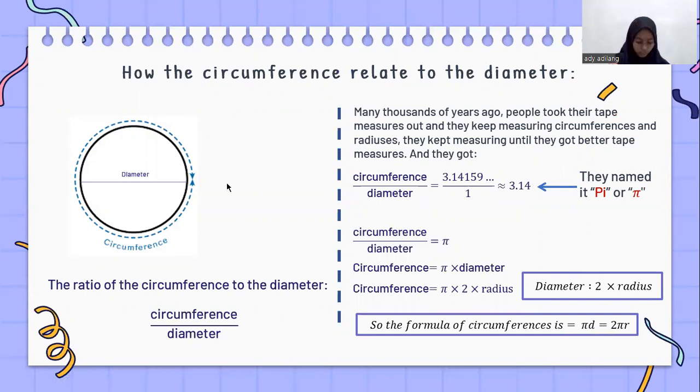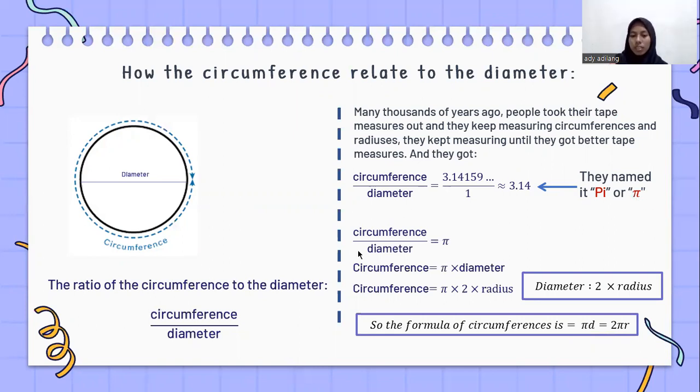So the ratio of circumference to the diameter is circumference over diameter. Many thousands of years ago, people took their tape measures out and they kept measuring circumference and diameters. They kept measuring until they got better tape measures. And they got circumference divided by diameter is equal to 3.14159 over 1, or approximately equal to 3.14, and they named it pi, or this symbol.